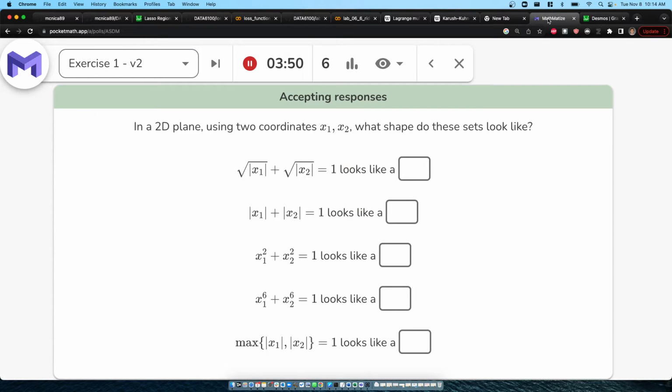Okay, 10 seconds left. I'm going to display the answers. Get your guesses in, and we'll take it up. All right, let's see what people said.